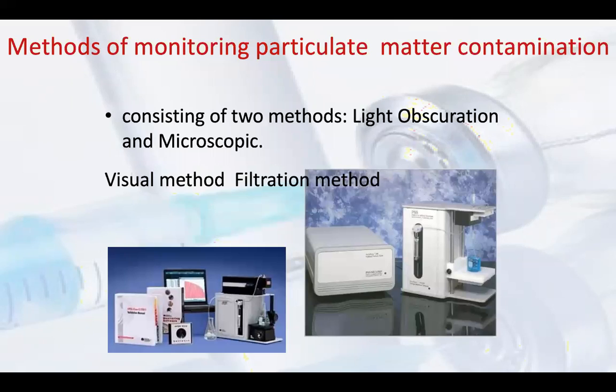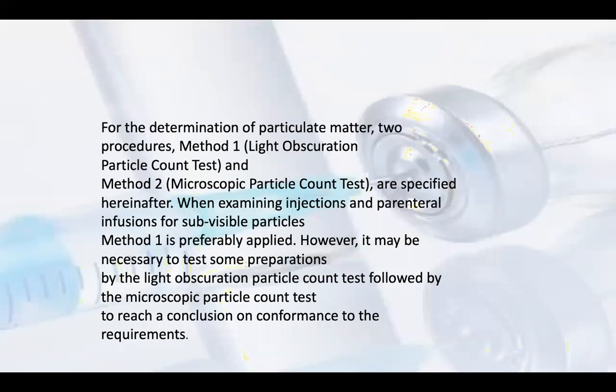Method of monitoring particulate matter. Now consider two methods, light obscuration and the microscopic method, because there are chances of particulate matter during formulation. So it has to be checked. The product must be free from any particulate matter. Second, the visual method or filtration method, by which they remove particulate matter from the product.